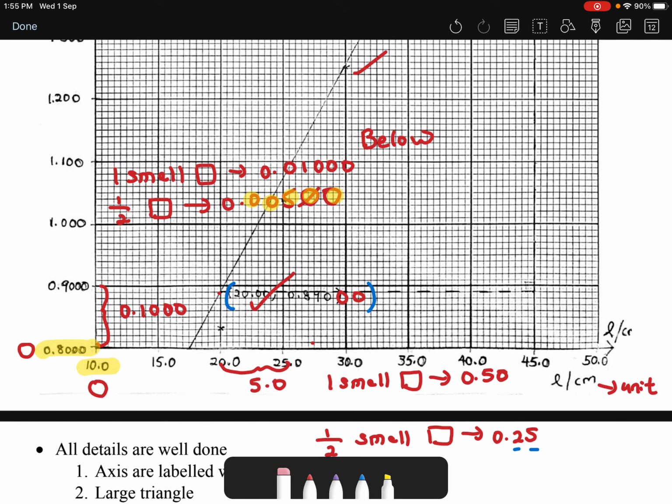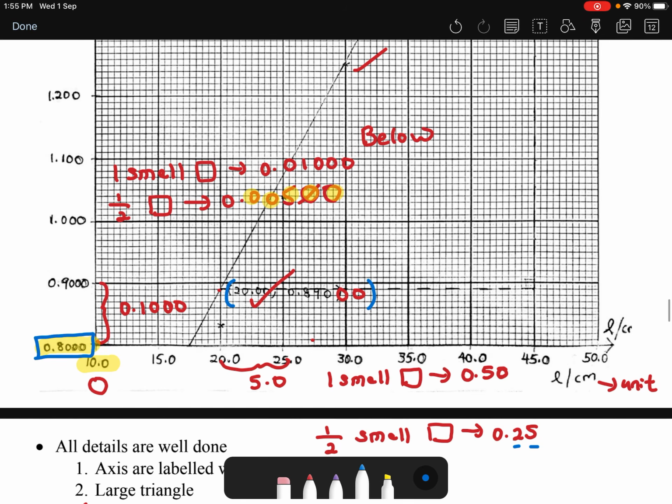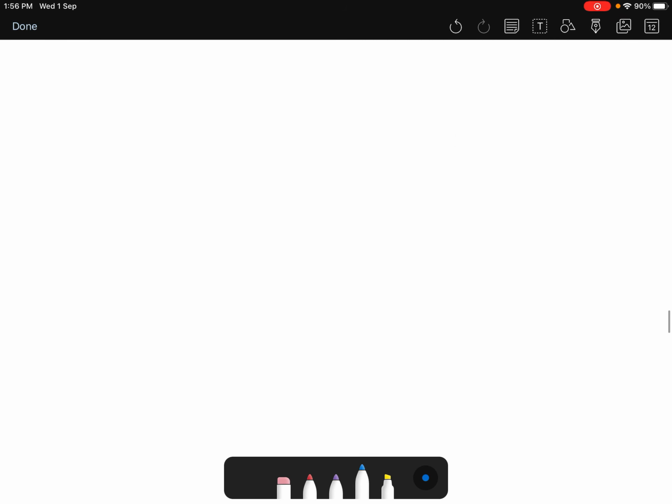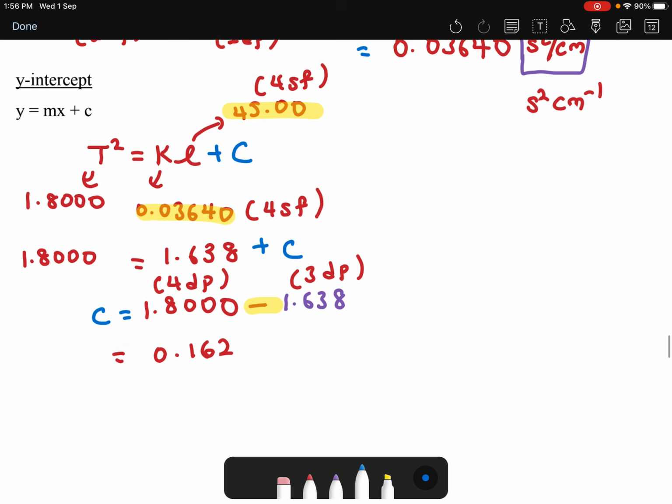Let's just say one of the axes starts from 0. Let's say your x-axis starts from 0, but your y-axis doesn't, say I start at 0.8000. This one you also can't read off directly. In order to read off directly, both must start at 0. If only one starts at 0, you still cannot read off directly. You need to sub in, just like what I did just now, and give the y-intercept to the appropriate number of significant figures according to the SF and DP rules. Alright, so this is for the calculation of our y-intercept.